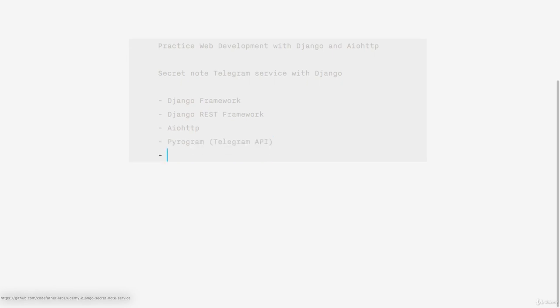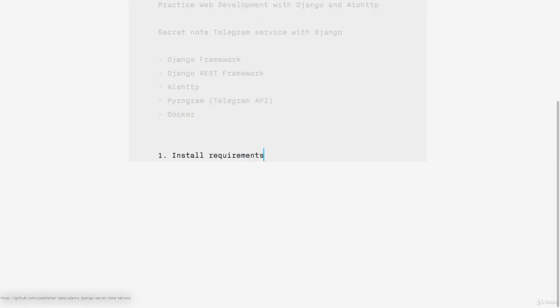And in the end we will use Docker to containerize our project. So, today we will directly develop our service for secret notes, and first of all we need to make sure that we have all the dependencies for our project installed. So let's get to it in the next lesson.